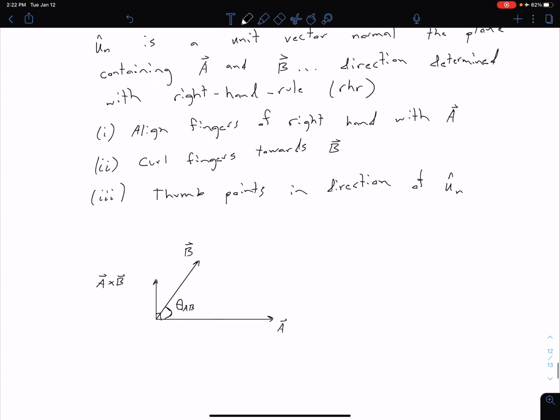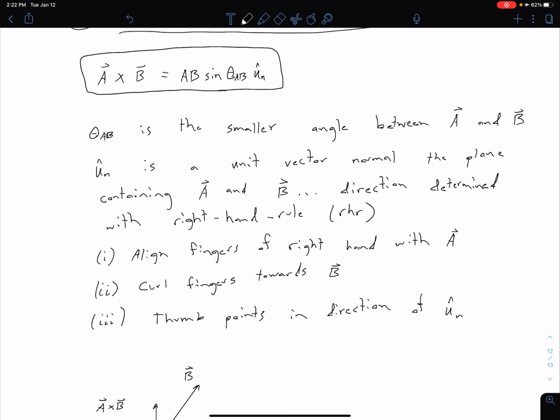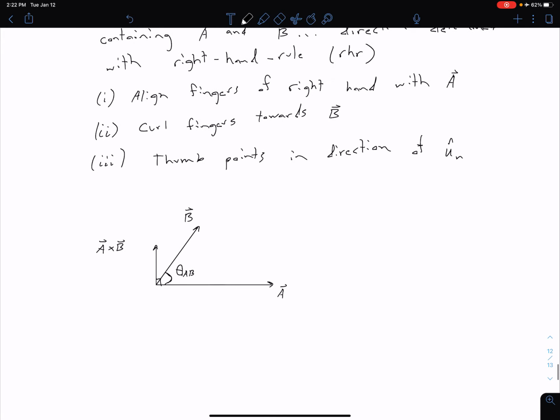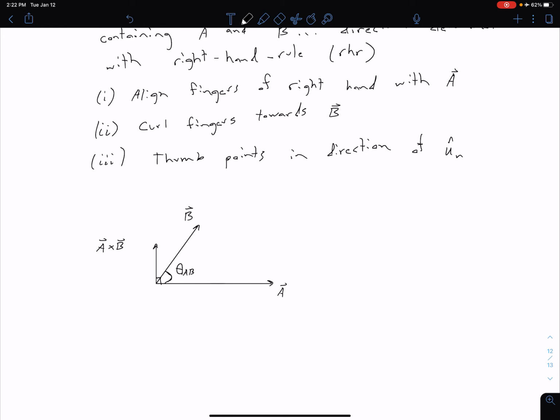Now to figure out the magnitude, of course, we could do this calculation up here: magnitude of A, magnitude of B, sine of theta AB. Another interesting graphical trick is, if we want to find the magnitude of that, we can just find the area of this parallelogram. So the magnitude of A cross B is equal to the area of the parallelogram. And that's not something that you often use, but it's just an interesting side note.